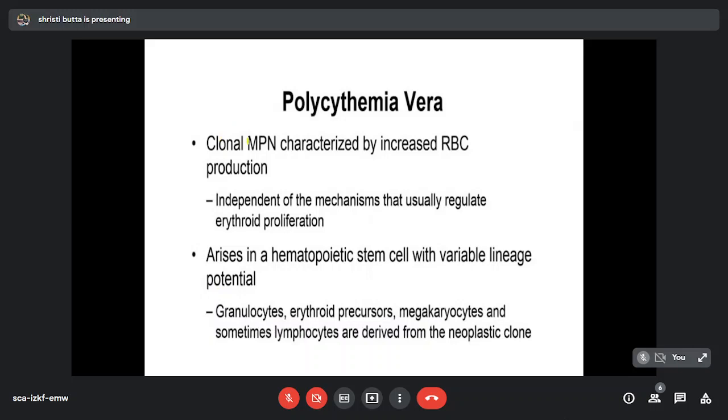Now, polycythemia vera is a clonal myeloproliferative neoplasm which is characterized by increased RBC production. But note that this RBC production is not associated with an increase in the erythropoietin levels. So there is a subnormal erythropoietin level in PV, unlike the secondary causes of polycythemia, where there is an increase in the erythropoietin levels. So where does it arise from? It arises from the clonal hematopoietic stem cells. It is important to note that there is a panmyelosis in the bone marrow, with an increase in the granulocytic, erythroid, as well as megakaryocytic and even sometimes lymphocytic precursors.